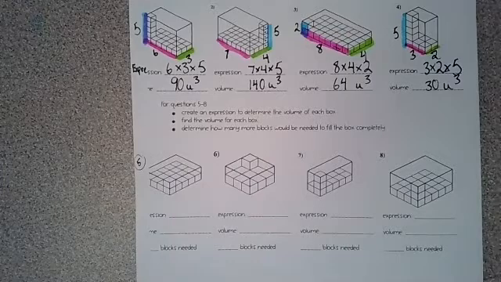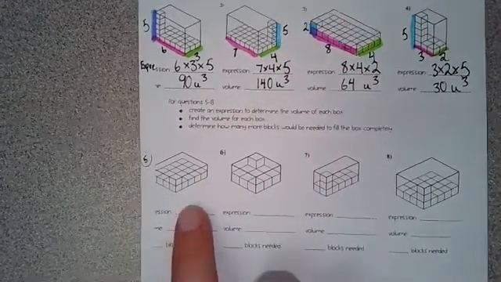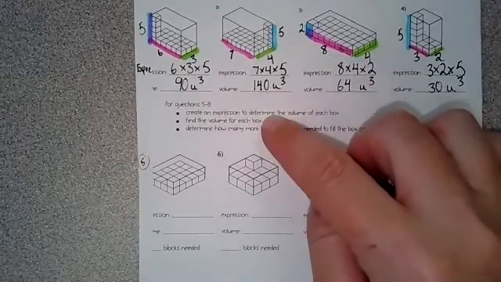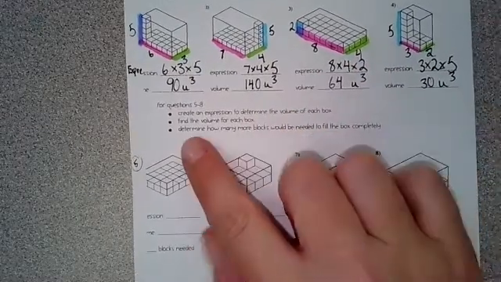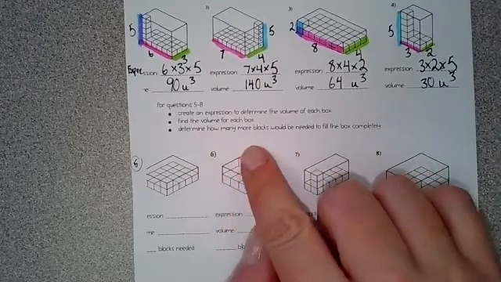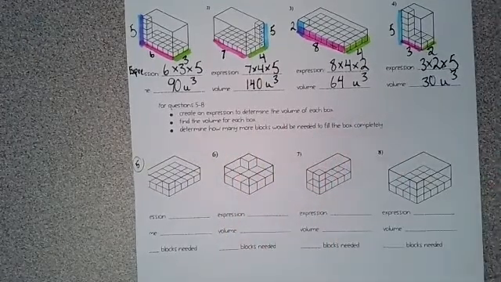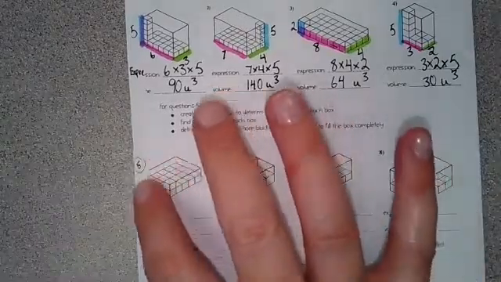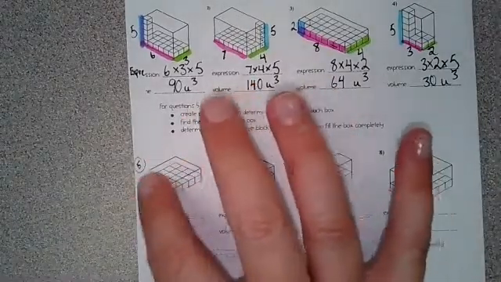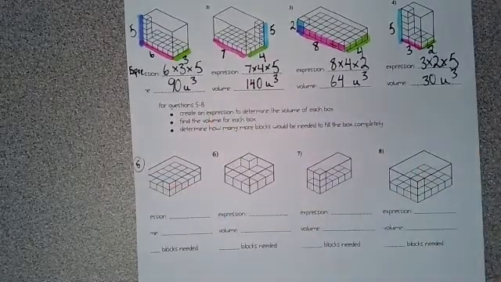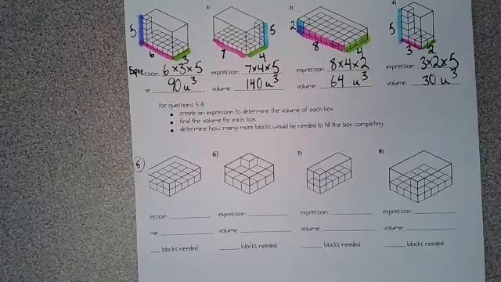Okay, so for questions 5 through 8, it says write an expression for how to figure out the volume. Okay, find the volume. But then it says, determine how many more blocks would be needed to fill the blocks completely. So this has all of these boxes in the bottom layer, and then it's got one more box right here, okay? And you have to figure out how many would you need to fill up the rest of the box. So let's do one together.